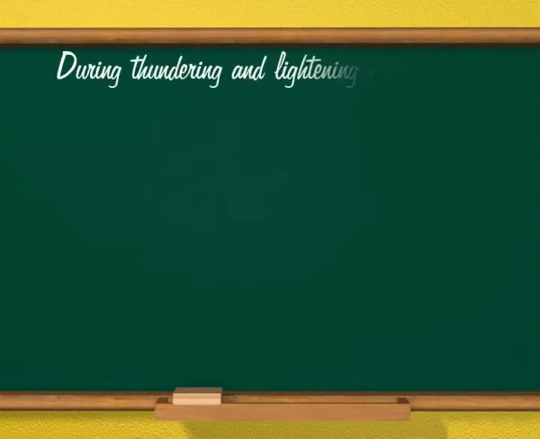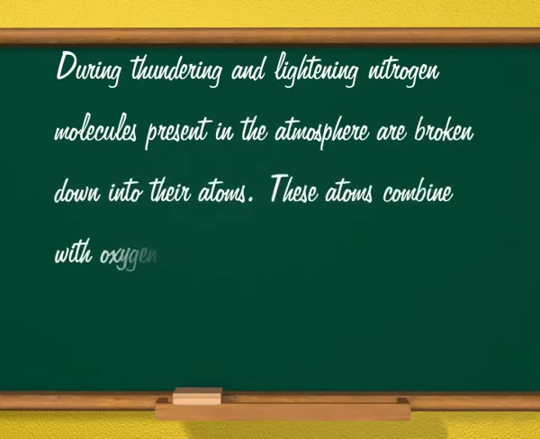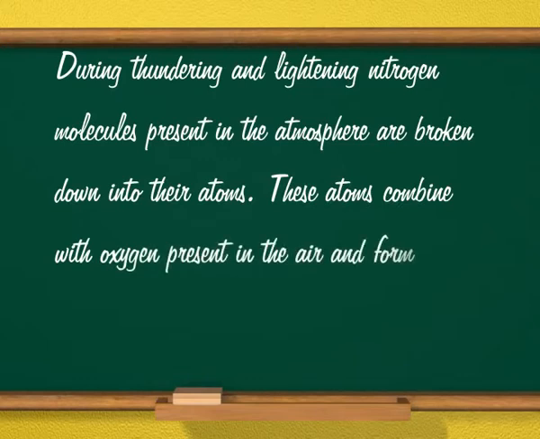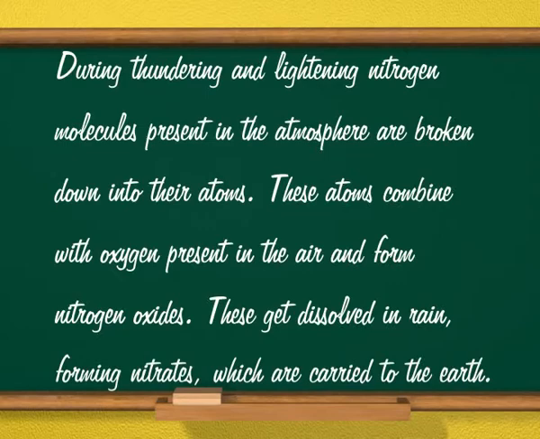Question. What is natural nitrogen fixation? Answer. During thundering and lightning, nitrogen molecules present in the atmosphere are broken down into their atoms. These atoms combine with oxygen present in the air and form nitrogen oxides. These get dissolved in rain, forming nitrates, which are carried to the earth.